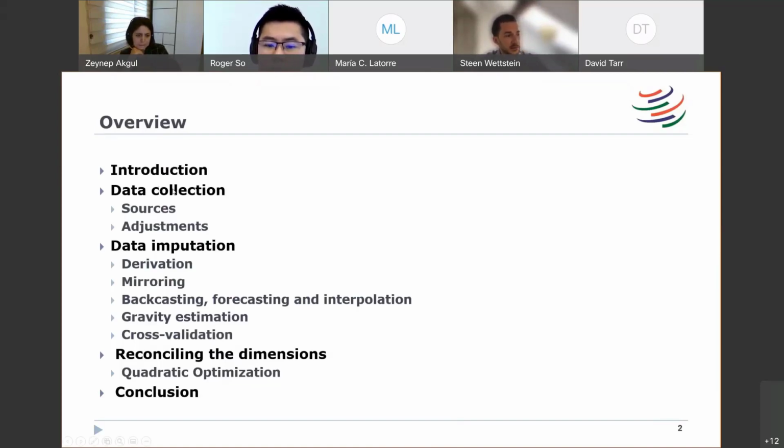I will talk a little bit about the data imputation and how we, similarly to what was presented before, impute estimates to this data set before reconciling, ensuring the consistency of the data sets using a similar approach of quadratic optimization.